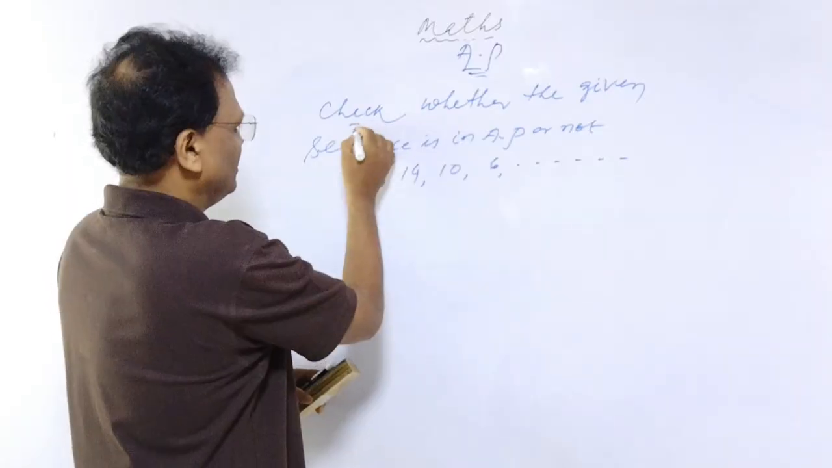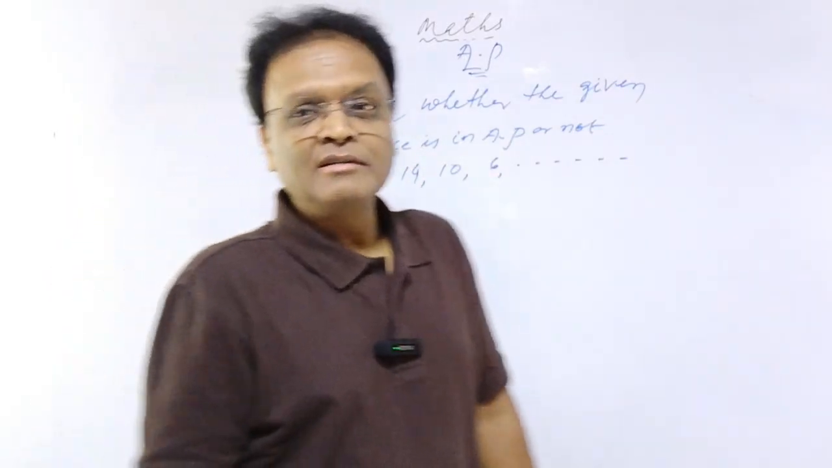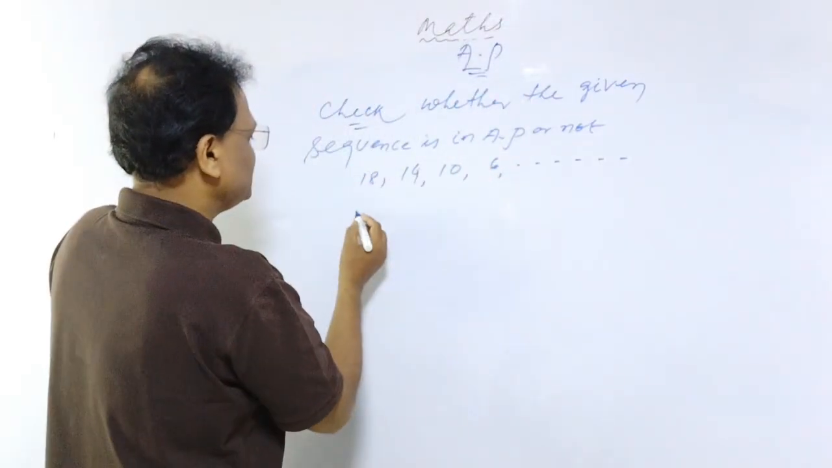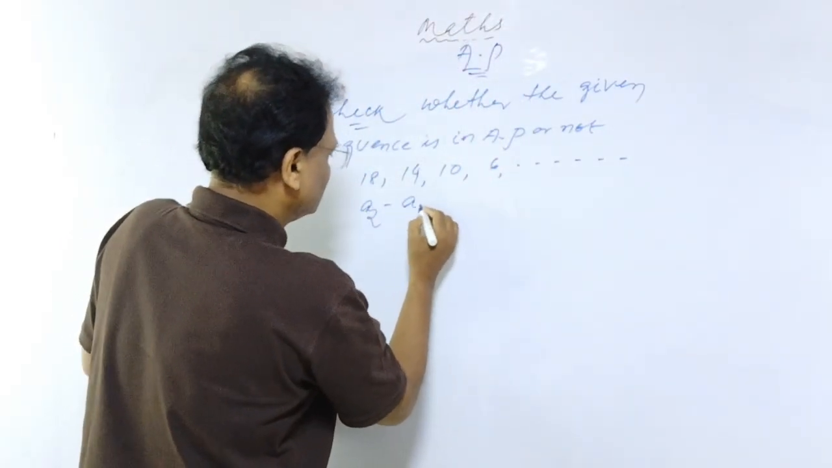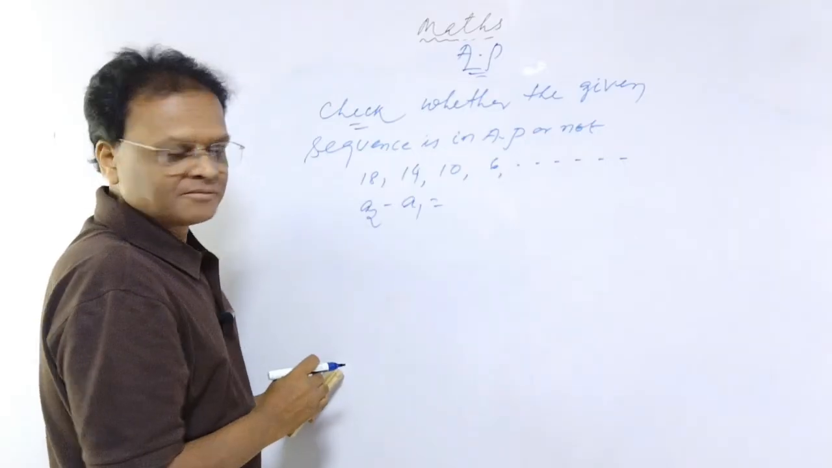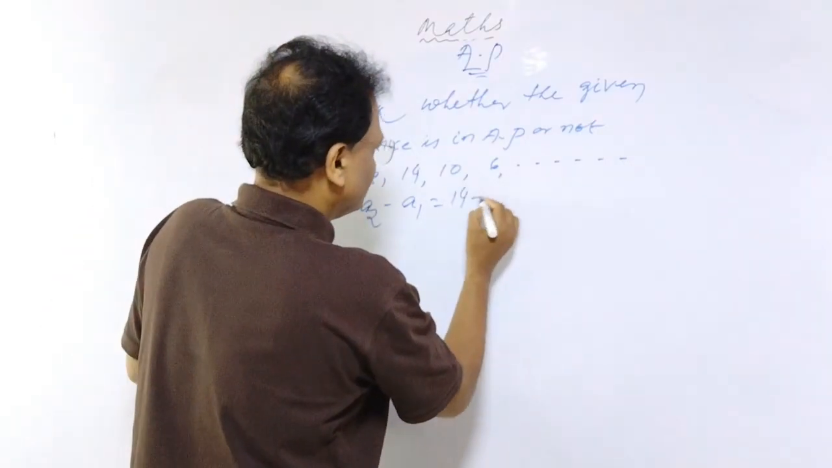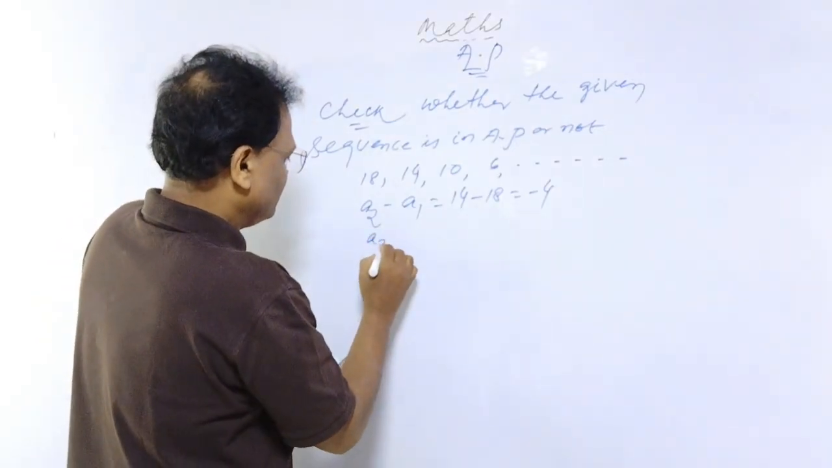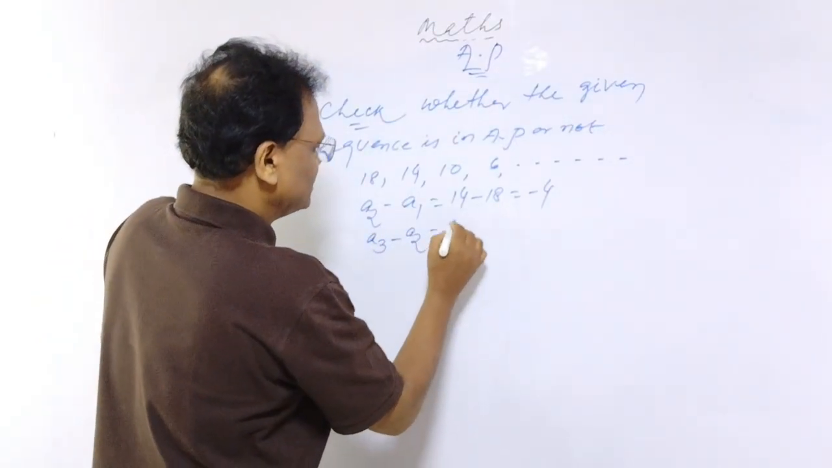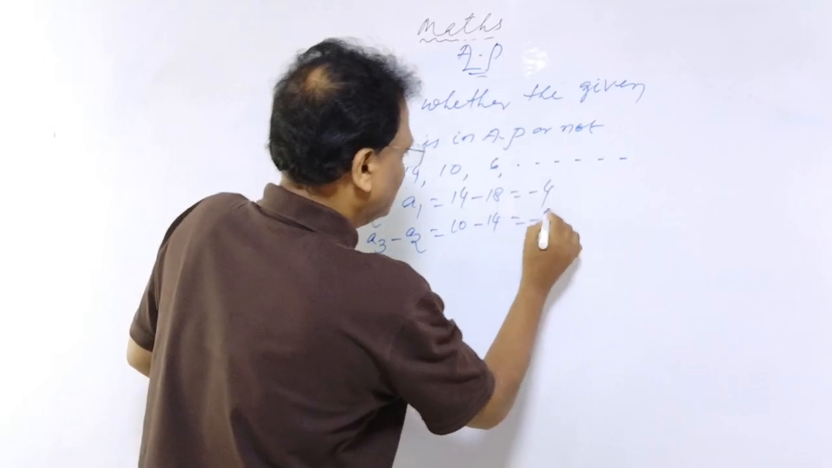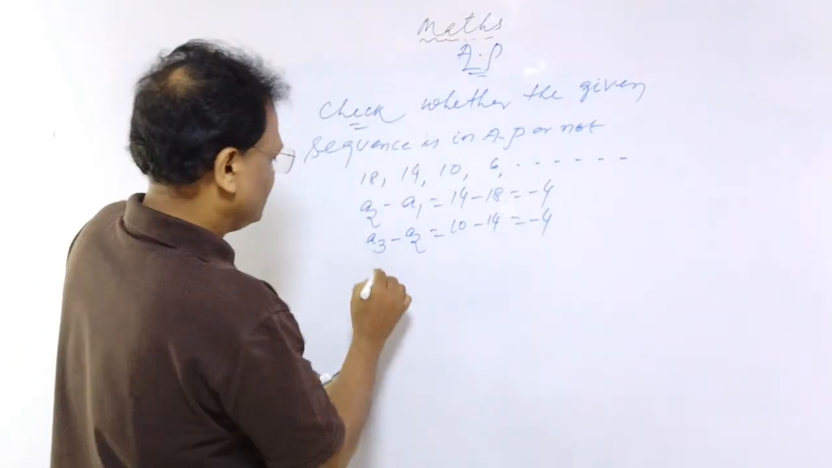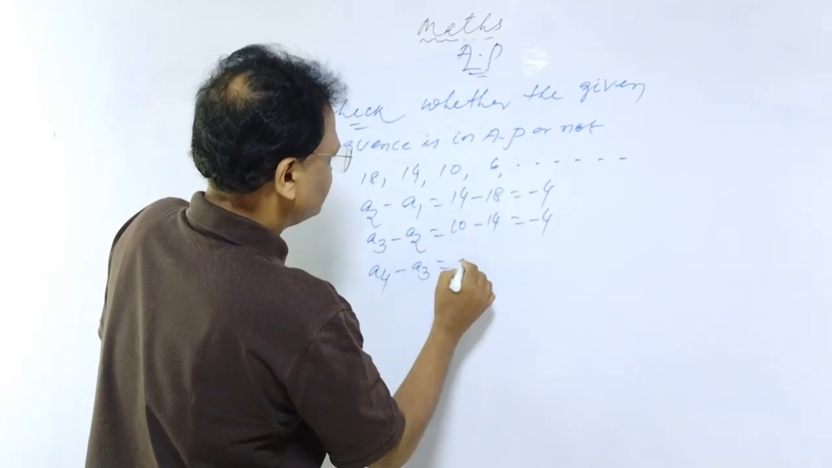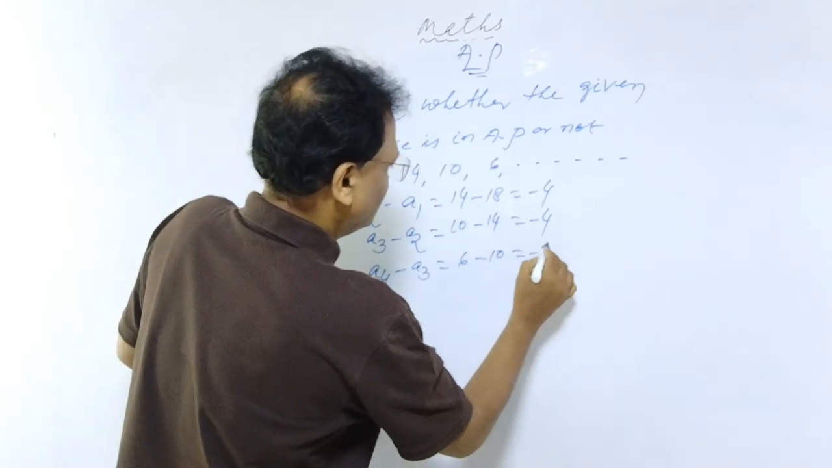Whenever you are checking, what do you find? Find the difference, the consecutive difference. Consecutive difference means I have to find A2 minus A1 first. Second term minus first term. 14 minus 18, I got minus 4. Again, A3 minus A2, that is 10 minus 14. Again I got minus 4. A4 minus A3, that is 6 minus 10.